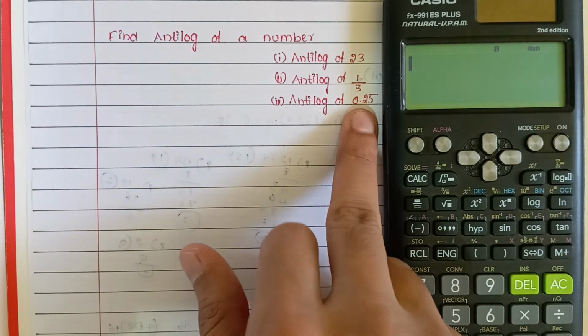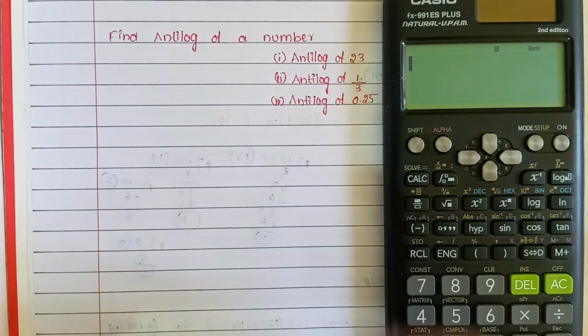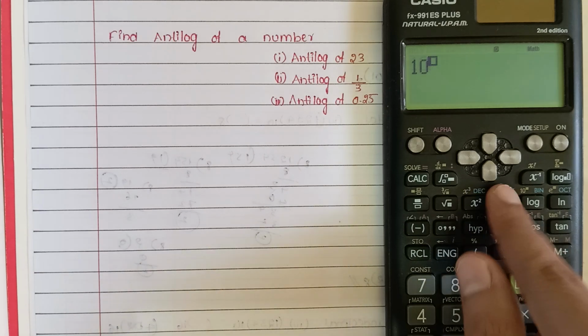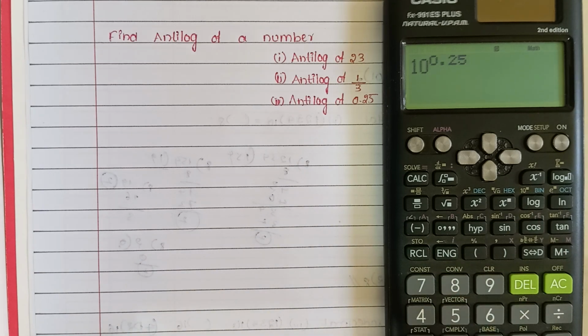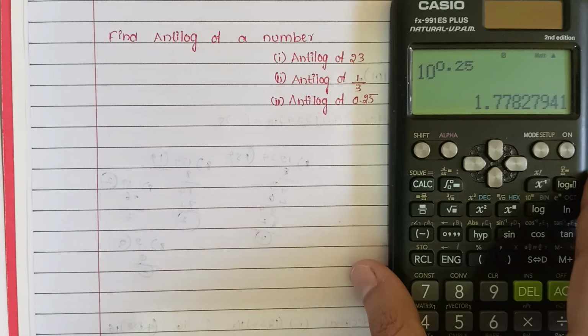The third one is a decimal value, 0.25. Again 10 power 0.25. The answer is 1.778.